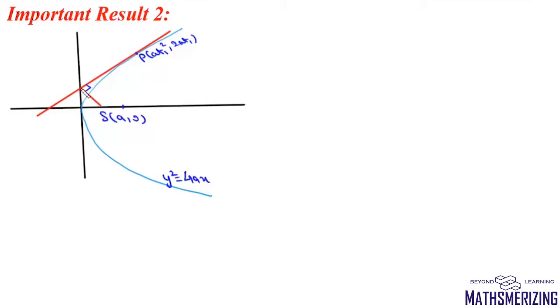Now the second important result that we use in solving problems is that the foot of perpendicular from focus on any general tangent to a parabola will intersect the tangent drawn at vertex of the parabola. So we have this focus and then we have drawn a tangent at P. So we'll draw the foot of perpendicular from S to this tangent. It will always intersect the tangent at vertex. So we'll prove this result.